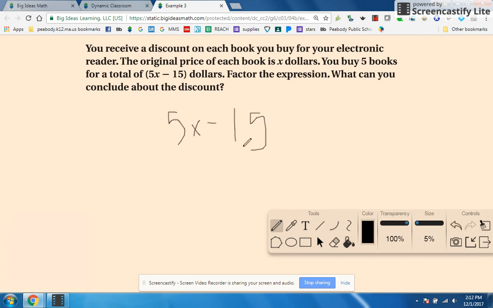So we have to find the greatest common factor of 5 and 15. The largest number that goes into 5 that also goes into 15 is 5. So I'm going to pull that out. Now, 5 goes into 5 once, and there's a variable, so we'll just put the letter. Technically, you don't have to put the 1 if there's a variable, but I will just to make it easier. Bring down the minus. 5 goes into 15 3 times. So it says, what can you conclude about the discount? Well, you bought 5 of these books, and it says x minus 3. They were each discounted. So that's telling you that each book was $3 cheaper than it normally is. So it was on sale for $3 off the price of a book.